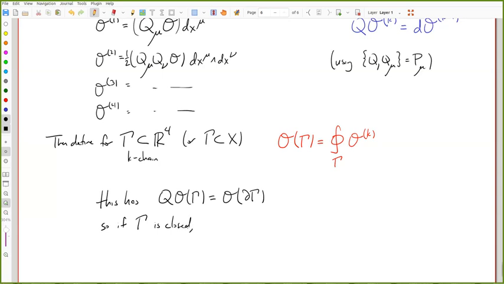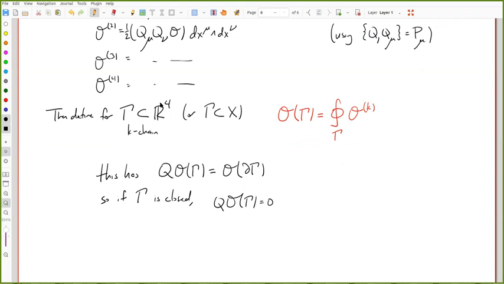So in particular, if gamma is closed, the simplest thing you could imagine would be that it has no boundary. So then this O of gamma is actually a Q closed operator. And so then we can insert this in correlation functions. So now, instead of having the operators inserted at points, I can start with a Q closed operator, take its descendant, and then integrate it over some higher dimensional cycle.